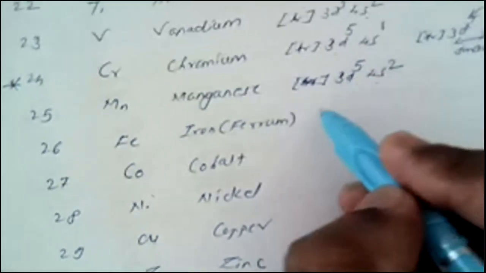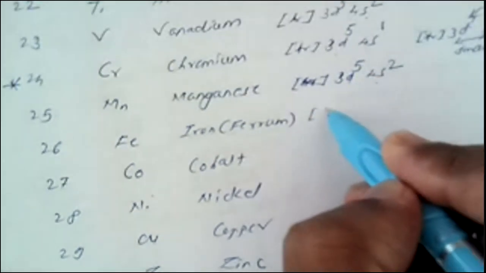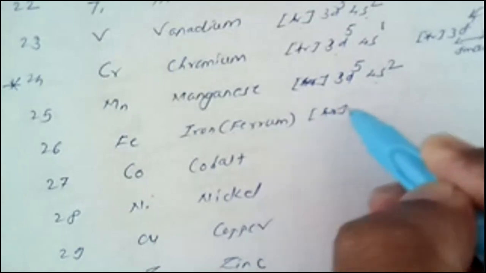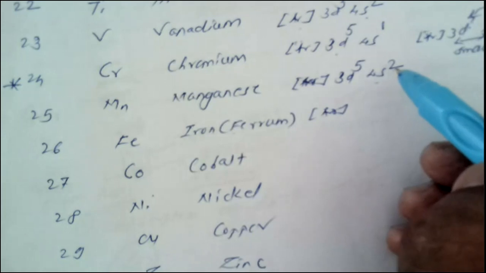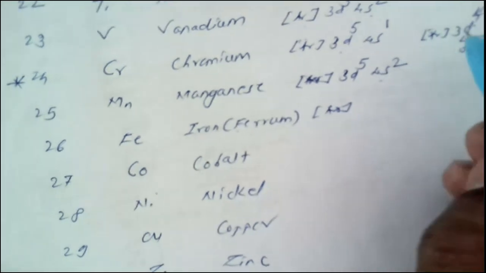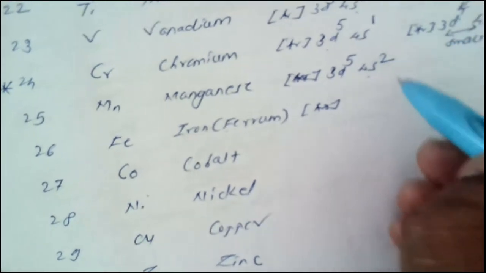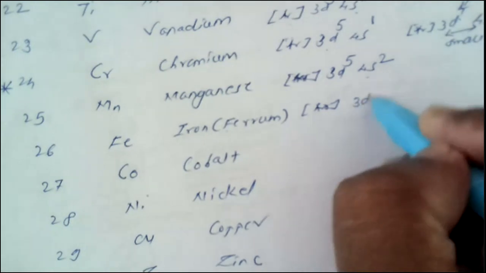Now come to iron, that is atomic number 26. In terms of argon core, we can write this electronic configuration as 3d and 4s.